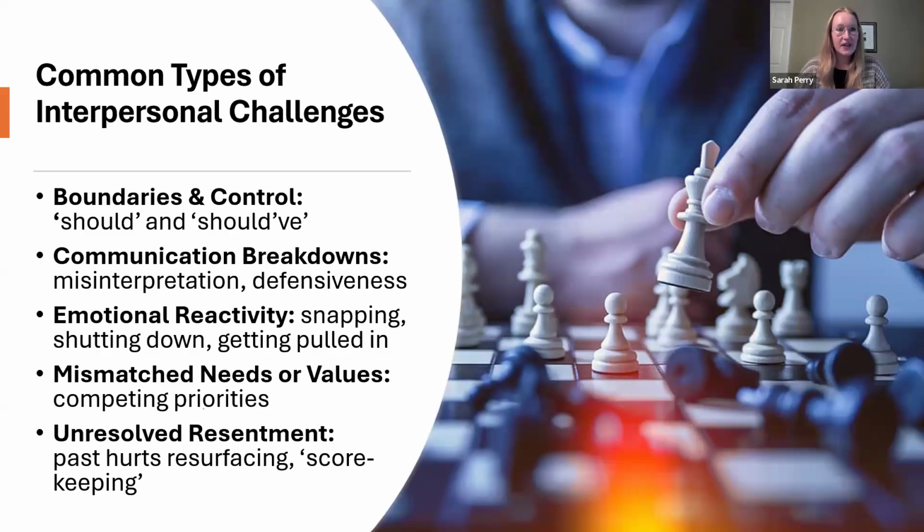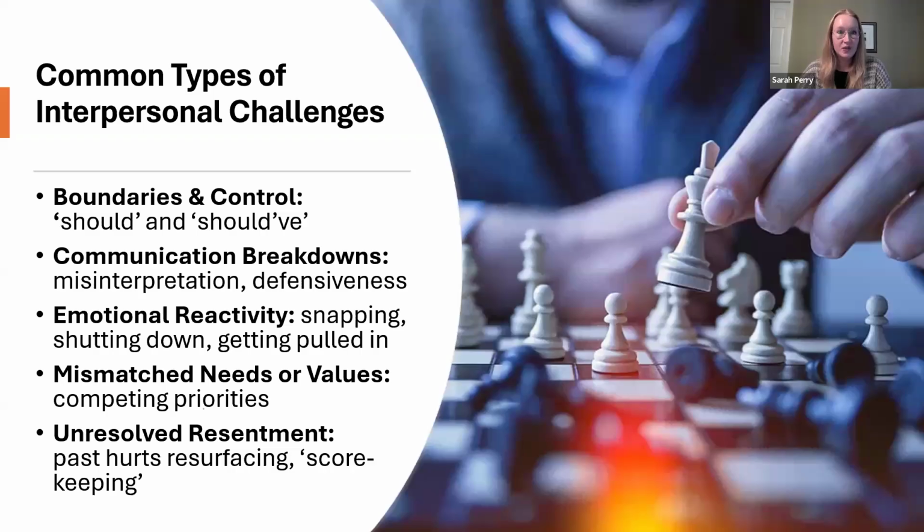So yeah, there's kind of some categories that we've found that bring people to therapy, some things that we've noticed that are common types of interpersonal challenges. The first one being in that boundaries and control category. This can be feeling judged, feeling micromanaged, things that the other person should have done or you should have done. All of those shoulds. That could be maybe as an adult child, a parent constantly telling you how they think you should be living your life. Maybe that's a supervisor at work that micromanages you, those types of situations.